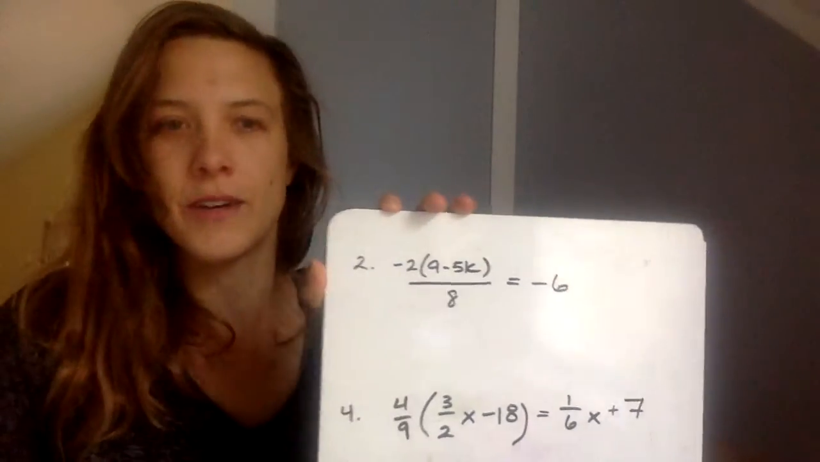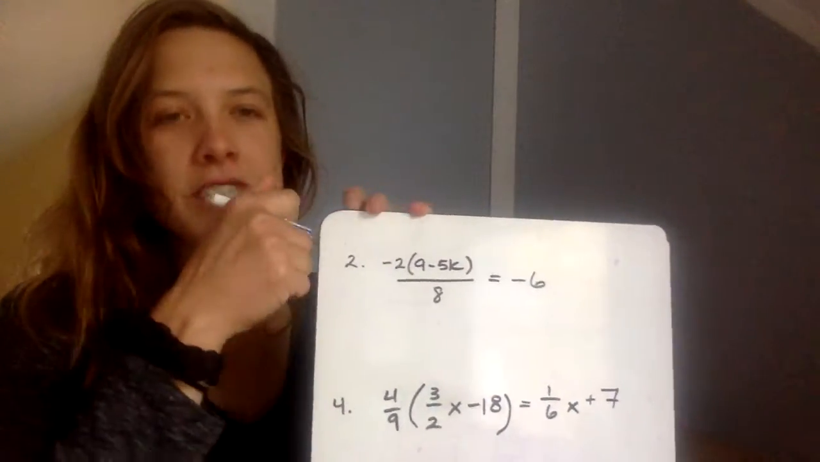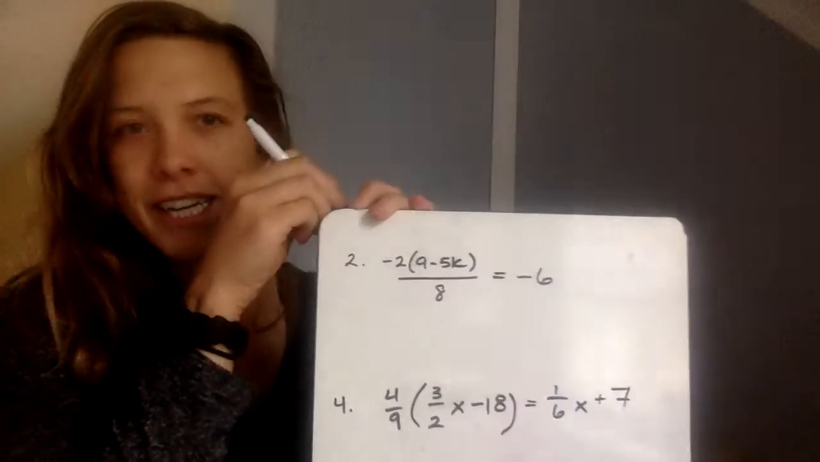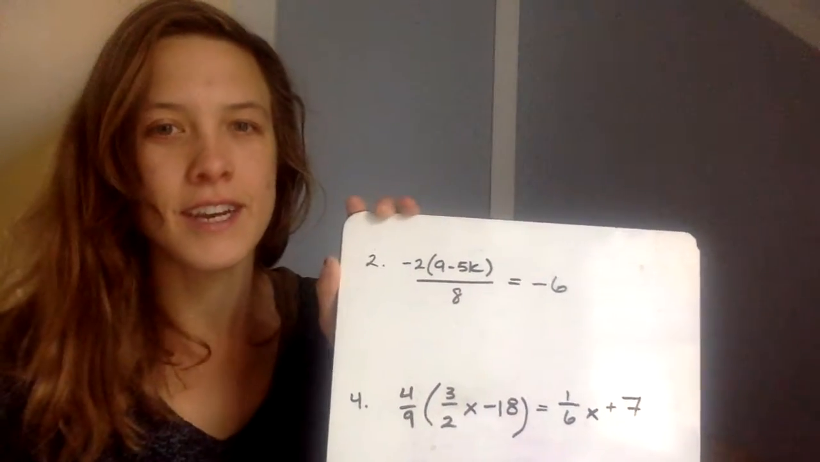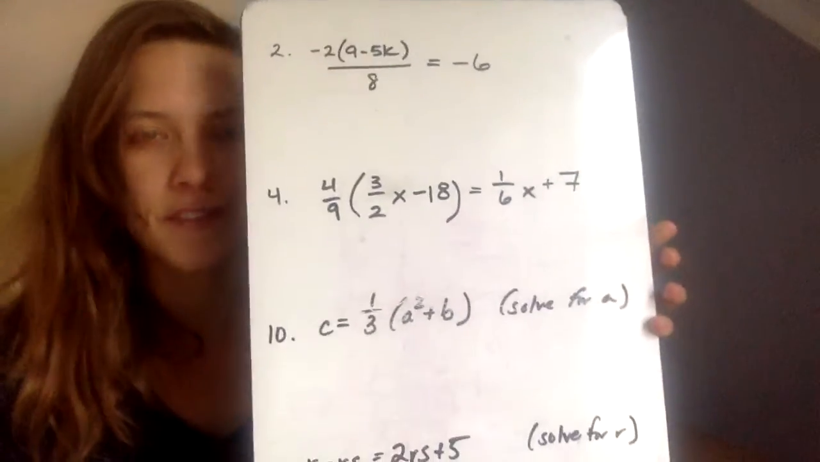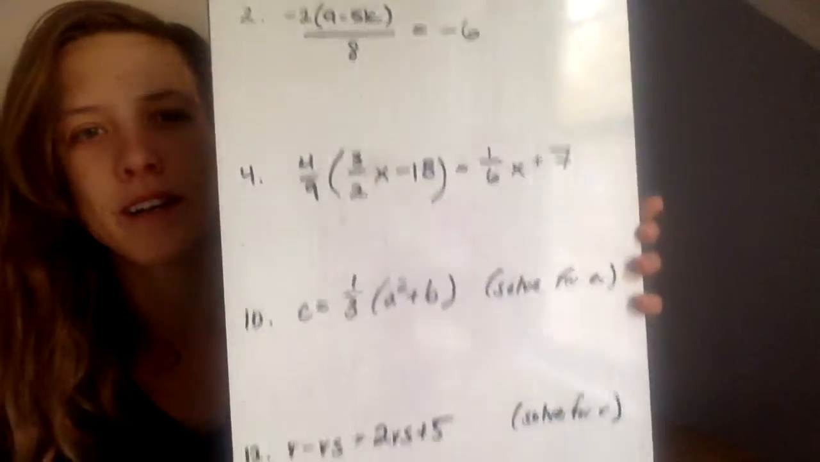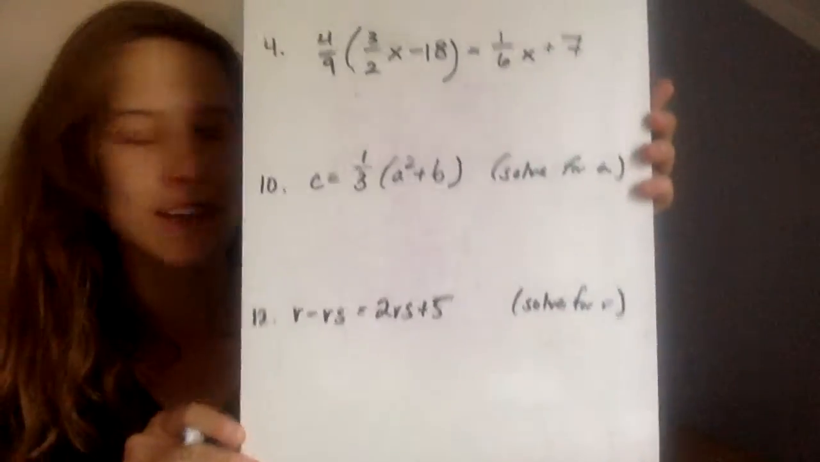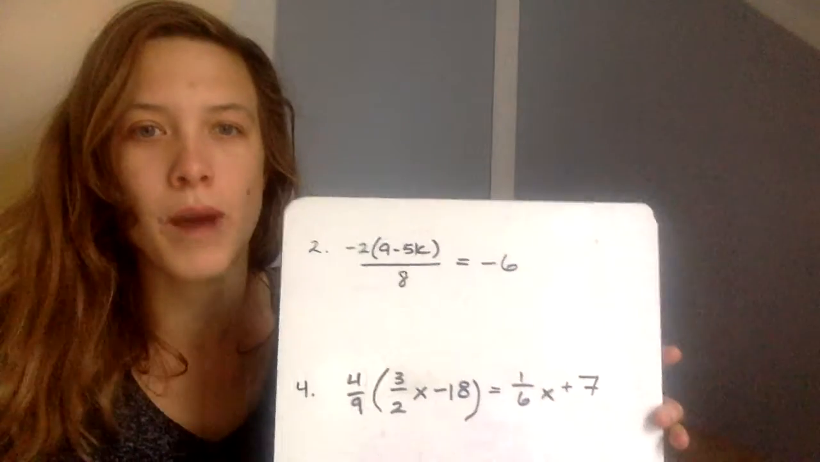Okay, so I'm going to go over the homework. This is homework 6, linear and absolute value equations. So I'm just going to do a select few problems from the homework: 2, 4, 10, 12, 18, and 20.